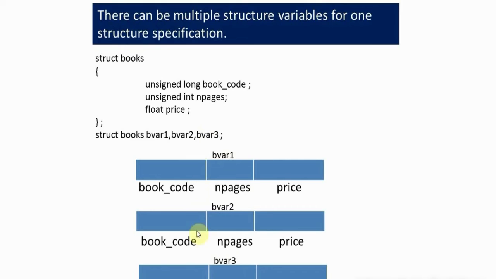Through this diagram, you can see what will happen in the memory. In the memory, 3 separate structures would be created. This is bvar1, with its book code, pages and price, represented by these blocks. Then bvar2 has its own memory location. bvar3 has its own memory location, and each structure variable consists of its own members. They are not overlapping each other in the memory.